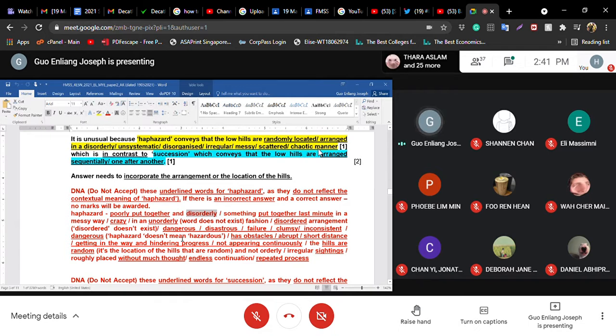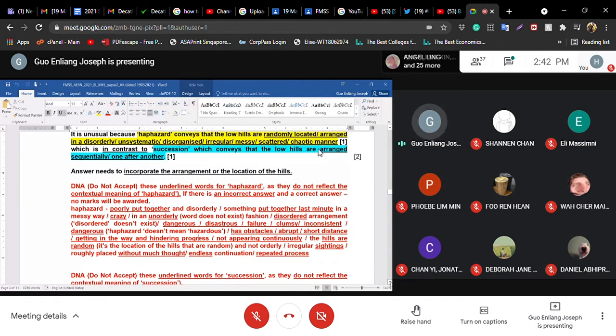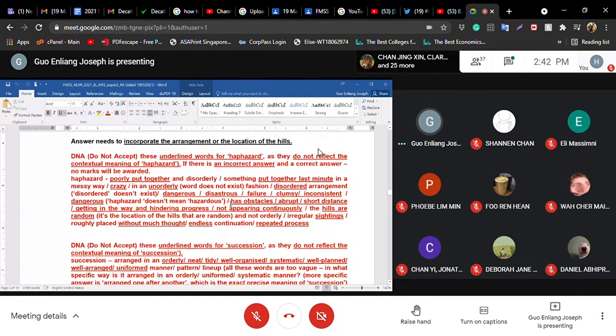These are wrong. I suspect you wrote all this because you think haphazard is hazard, but it's not. Haphazard has nothing to do with hazard, nothing to do with hazardous, and definitely nothing to do with dangerous. All right, so it's wrong. There's no such meaning for haphazard.